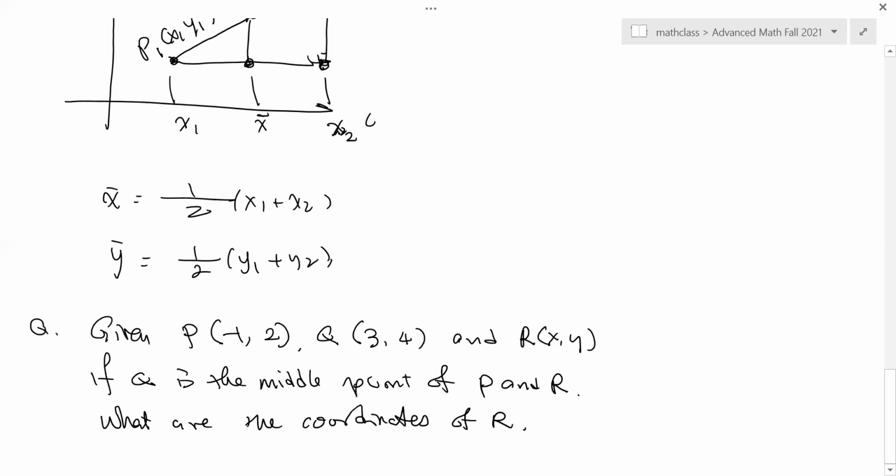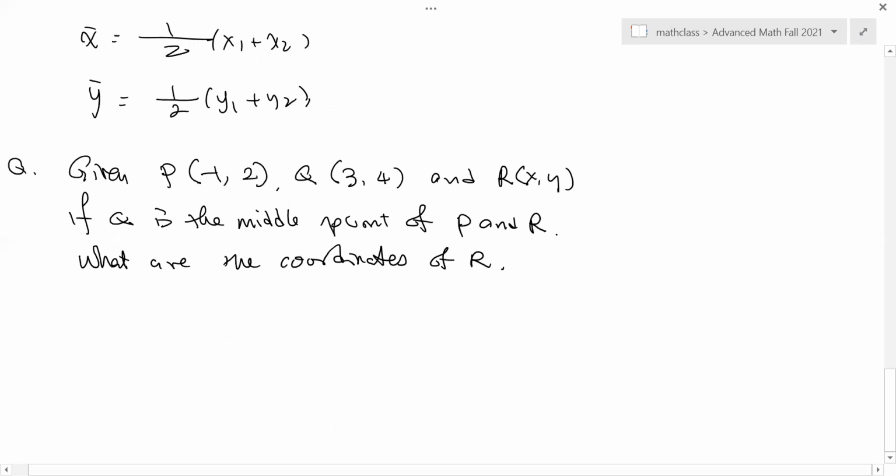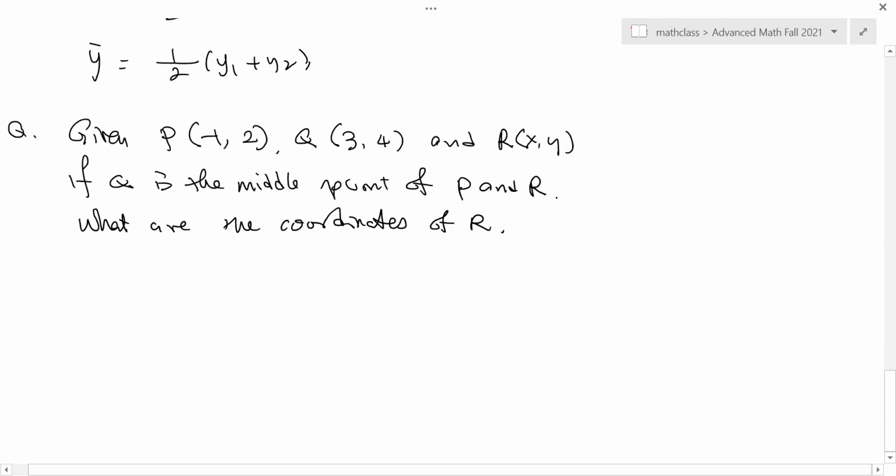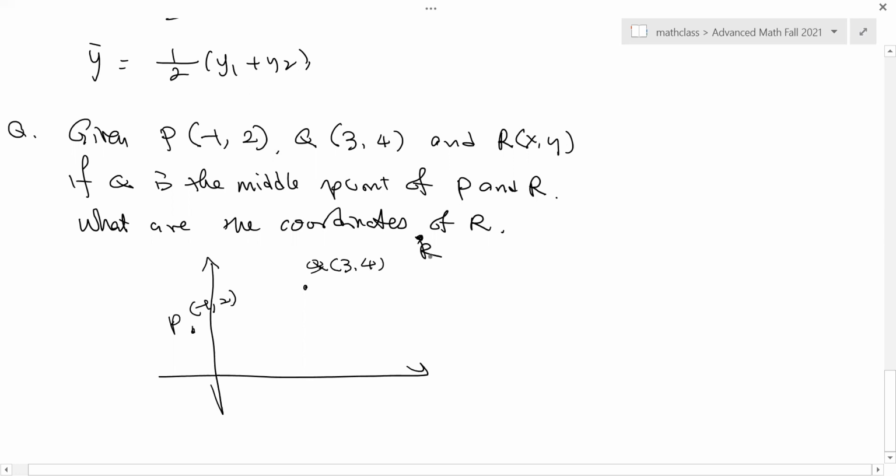Now, to solve a geometry problem, we should always try to draw the picture first. That helps. So, plot point P, negative 1 and 2. And Q is here, 3 and 4. And R, we don't know. R is somewhere here.